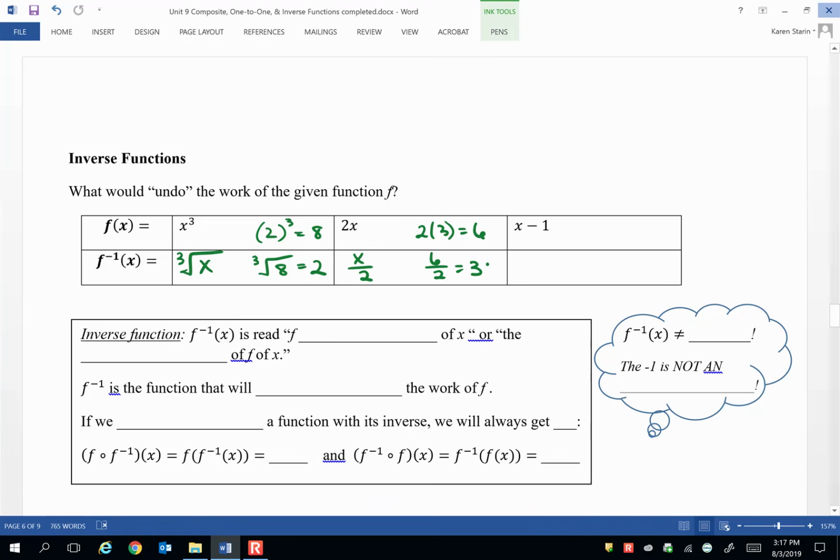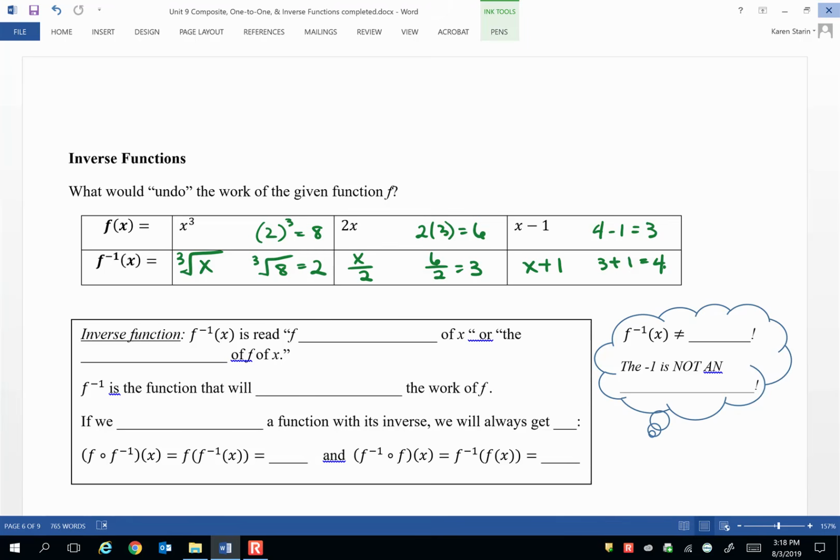And finally, let's look at the linear function x minus 1. What is the opposite of subtracting 1? How do we undo subtracting 1? Well, we add 1. So let's let x be 4 this time. If we take 4 minus 1, we get 3. How do we get 4 back? We add 1 back to the 3, and we get 4 back. So again, that's just a by-example way to understand what it means to be the inverse of a function. It's like the undoing of the function.